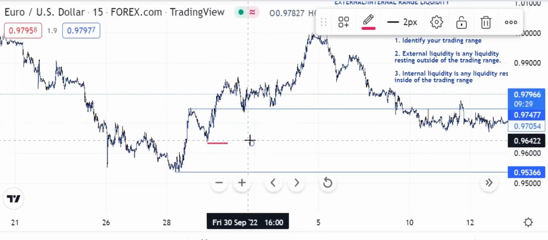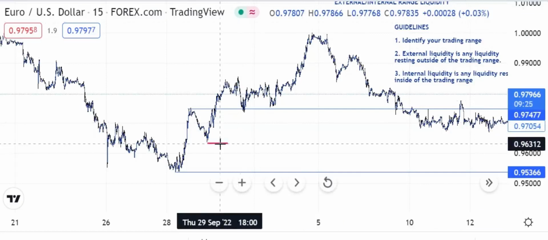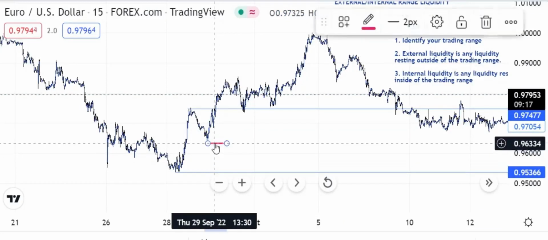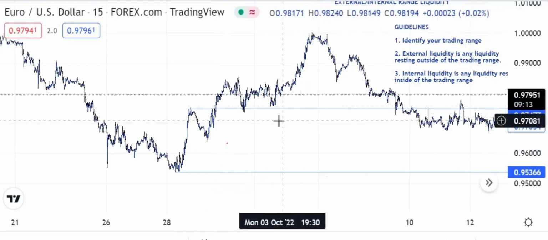Okay, sorry guys. Let me do something like this, so that you can see this internal liquidity very clearly. Let me do it this way. I want you to grasp this perspective. It's a very simple perspective, but I need you to understand it.